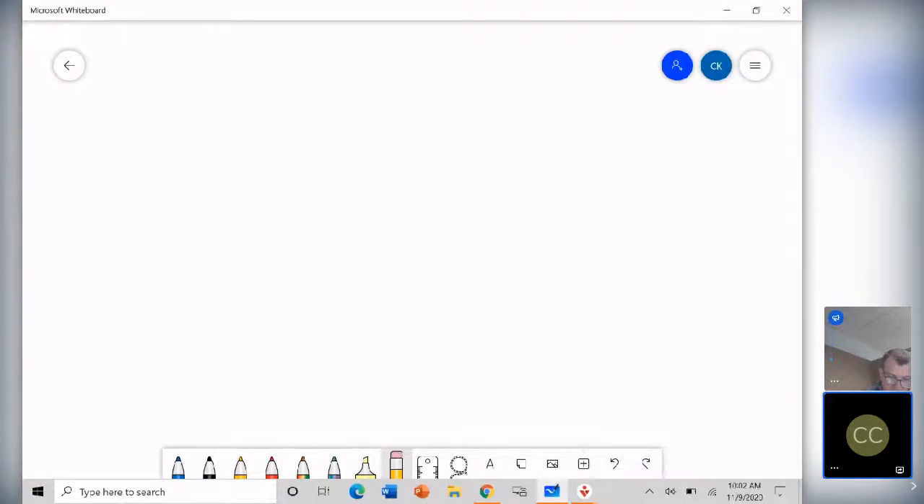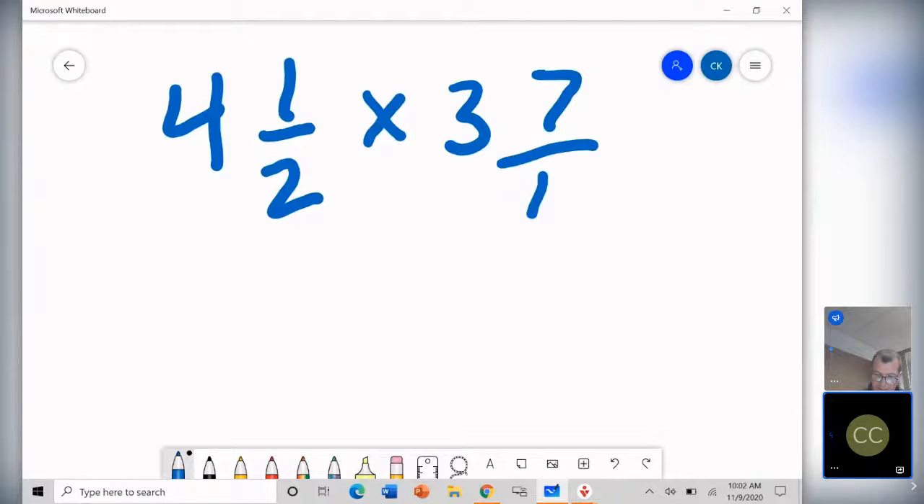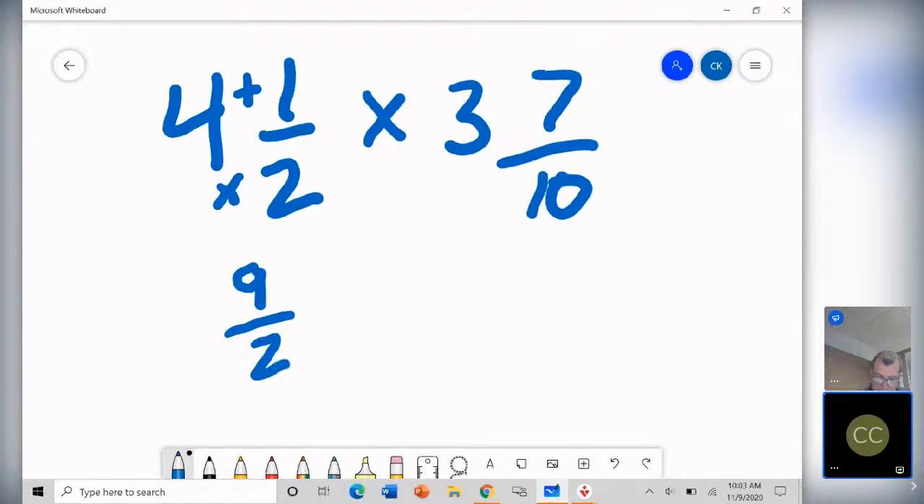So if we have 4 1/2 times 3 7/10, we're going to have to convert these into improper fractions. If you remember, we do 4 times 2 plus 1. So that's going to be 4 times 2 is 8 plus 1 is 9/2. And this one's going to be 10 times 3, which is 30, plus 7 is 37/10.